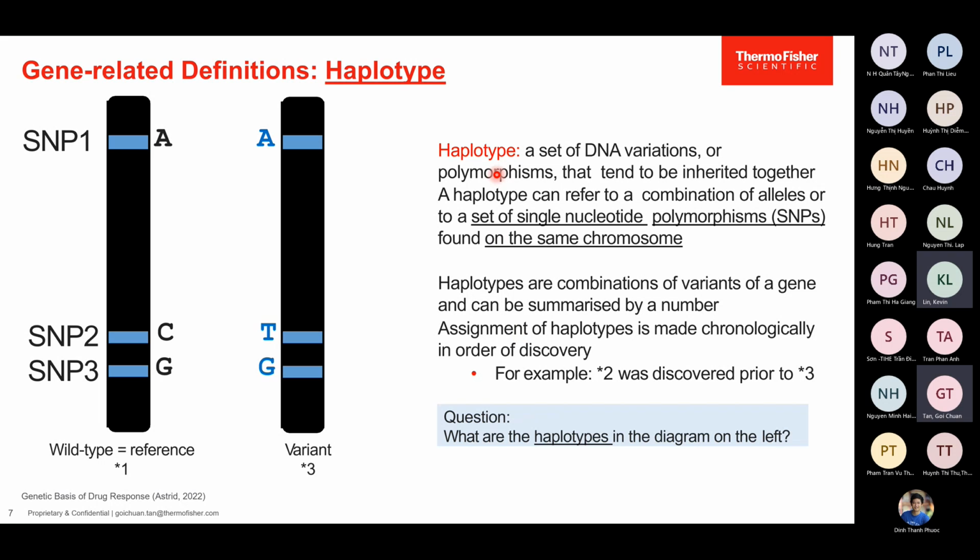Okay. Question. How many haplotypes in the diagram on the left? Two. Any more answers? Really 2? Sure? Okay. 3?